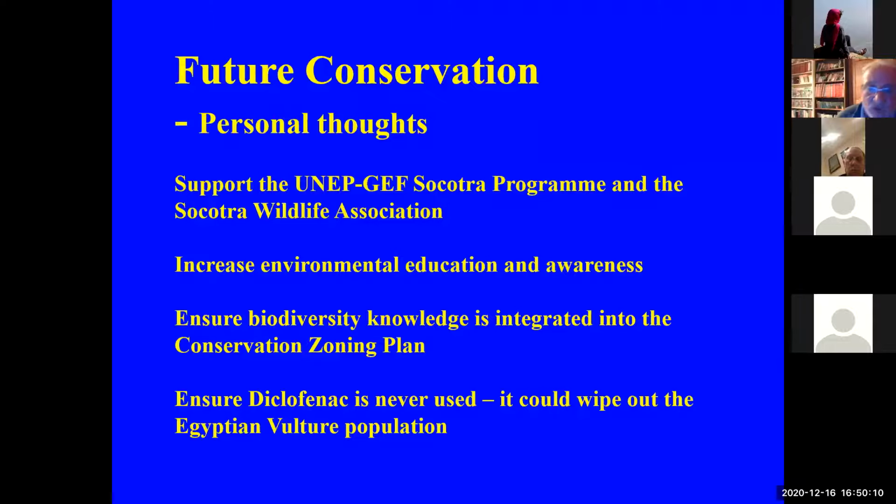Future conservation thoughts? Well, support for the current United Nations Global Environment Facility Socotra program, and also the relatively newly emerging Socotra Wildlife Association. Increase in environmental education and awareness, and ensure that biodiversity knowledge is integrated into the conservation zoning plan. That really must be resurrected under the next phase of the UNEP project. And finally, just ensure that diclofenac is never used, as it could wipe out the entire Egyptian vulture population.